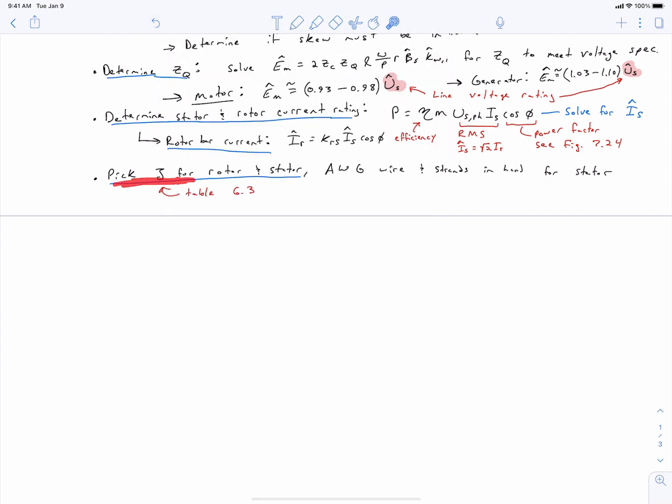Next, determine the allowable current density, or the specified current density for your rotor and stator. Table 6.3 of the textbook provides guidance on this based off of the machine type, the cooling strategy, the power rating, this type of thing. And then for the stator, determine the AWG wire size and the number of strands in hand. This exactly follows our previous video on determining these quantities.